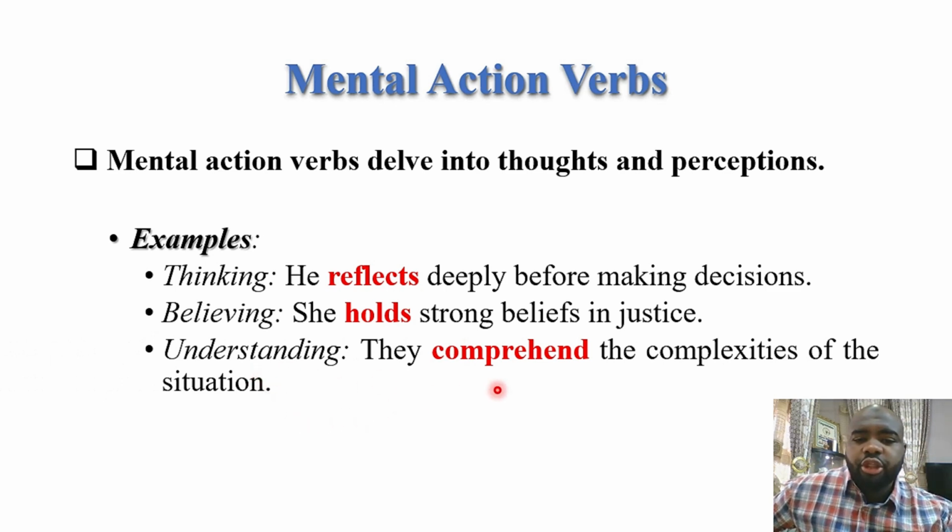Understanding. They comprehend the complexities of the situation. All right, they understand the complexity, they understand the difficulties of the situation. Comprehend here reflects what? Understanding. So here you see, understand, no one knows whether you are understanding or not. It's what you think you do. All right, it's what reflects in your brain, your mental action. That's what is referred to as mental action verbs.